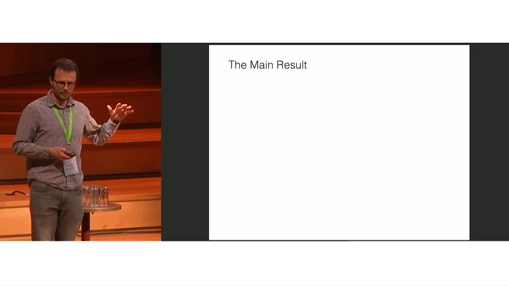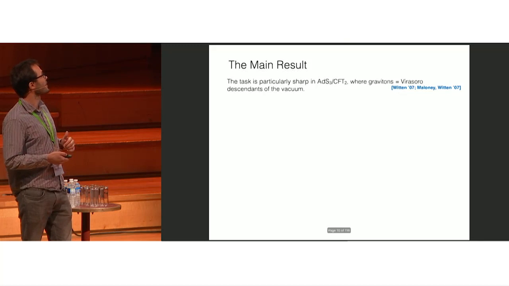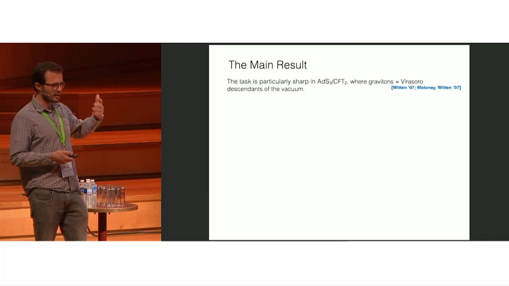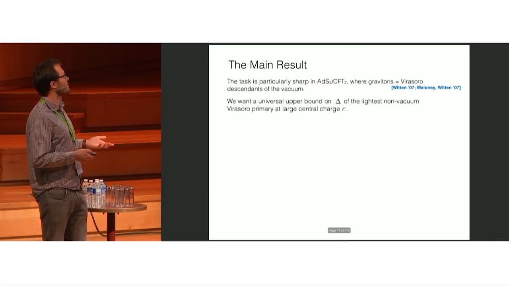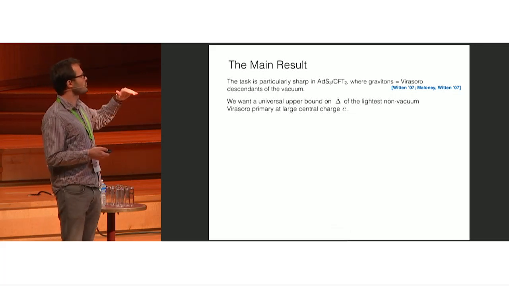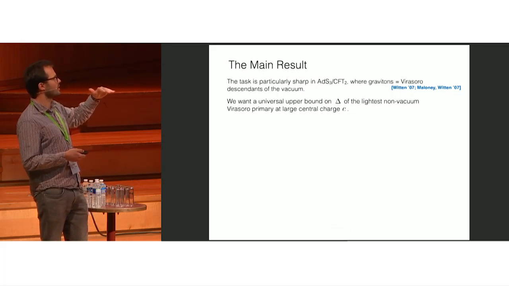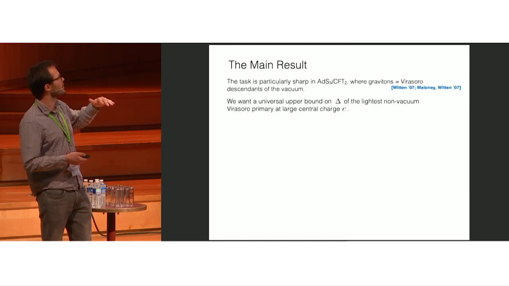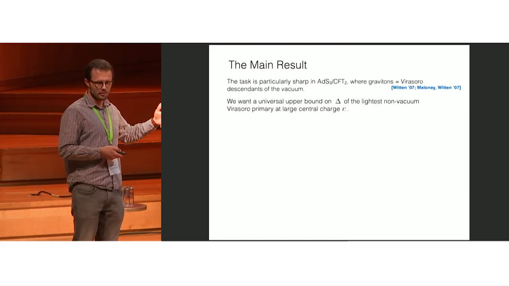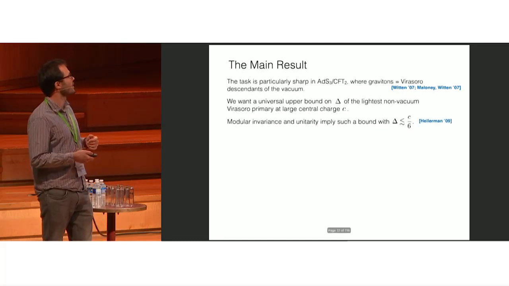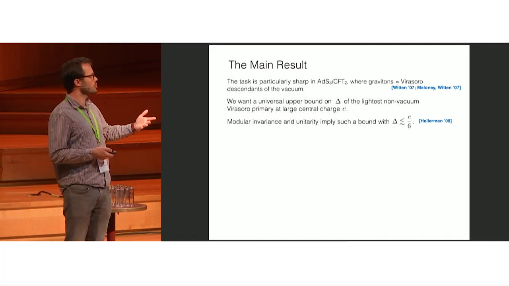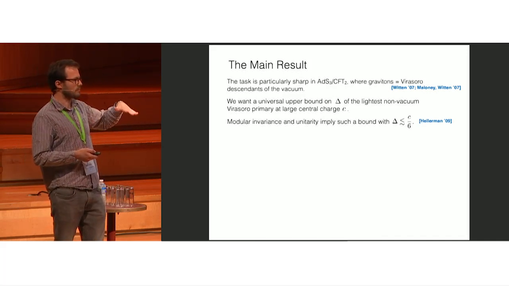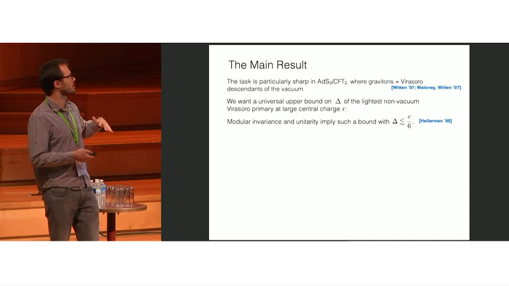Let me now quickly tell you what the main result is. So I'll work in the context of AdS3/CFT2, where this task is particularly sharp, because gravitons are just Virasoro descendants of the vacuum. So what we want to prove is an upper bound on the scaling dimension delta of the lightest non-vacuum Virasoro primary of any 2D CFT at large central charge c. Hellerman showed in 2009 that modular invariance and unitarity imply such a bound, which is bounded above by c over 6 asymptotically at large central charge.